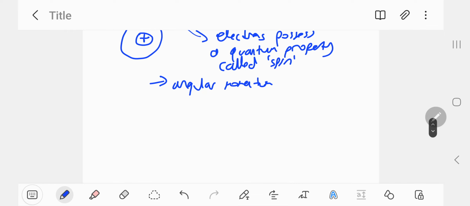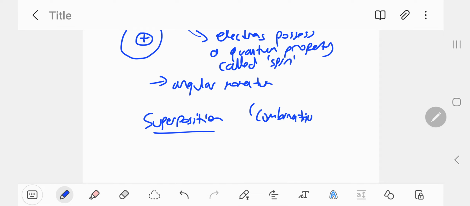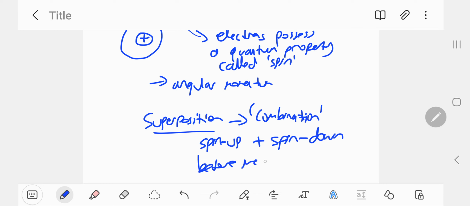But here's where it starts to get strange. Before measuring the spin state of an electron, or any other particle for that matter, the electron exists in a state where it's spinning both up and down simultaneously. In other words, the electron is in a superposition. Superposition means combination. There are different ways to define superposition. The best way I can define it is a combination of both spin up and spin down. It's spinning in both directions before you measure it. This is when we do experiments. This is what we find.